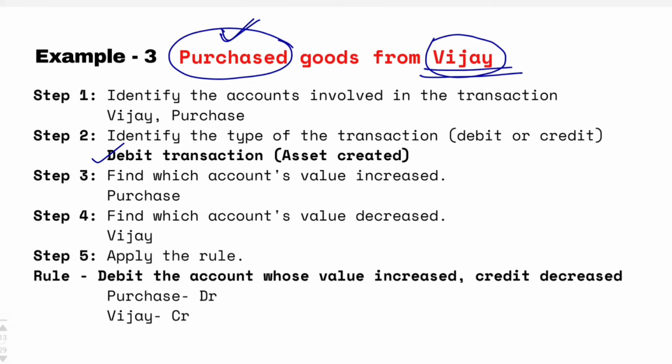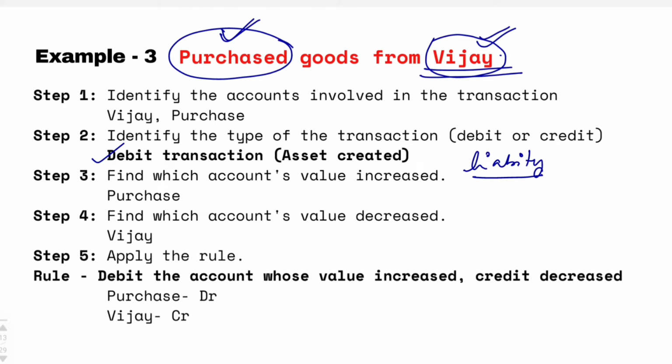Now, you can also think of it like a liability. Why? If you think of it as a liability creation, because we are doing it in a credit, I am liable to pay Vijay, right? I am liable to pay Vijay. When you think in that angle, my liability to Vijay increased. So, when I look from a liability angle, which account's value increased? Vijay's account's value increased.